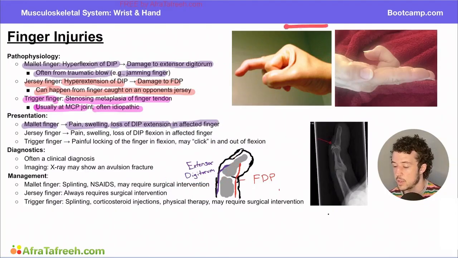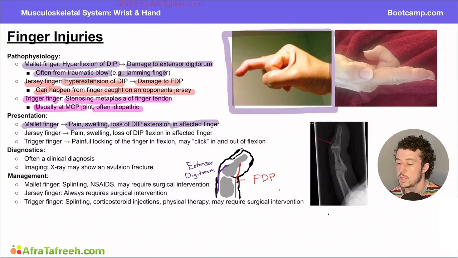And so that's what we see in this presentation right here. We can see that as the finger is extended at that distal interphalangeal joint, it's still flexed. It's not able to extend all the way out. And that's because we have damage to that extensor digitorum. And so this is going to be our classic mallet finger presentation.